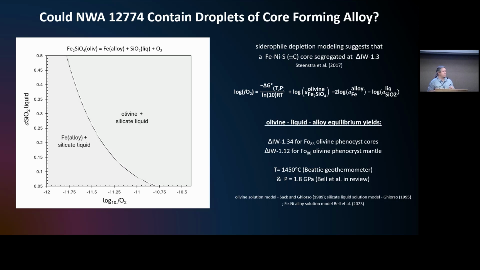Those were done by siderophile depletions. There was some work by Edgar Steenstra, and he suggested that the degree of siderophile depletion in the bulk silicate Angrite parent body suggested that the core segregated at about IW minus 1.3 log units.